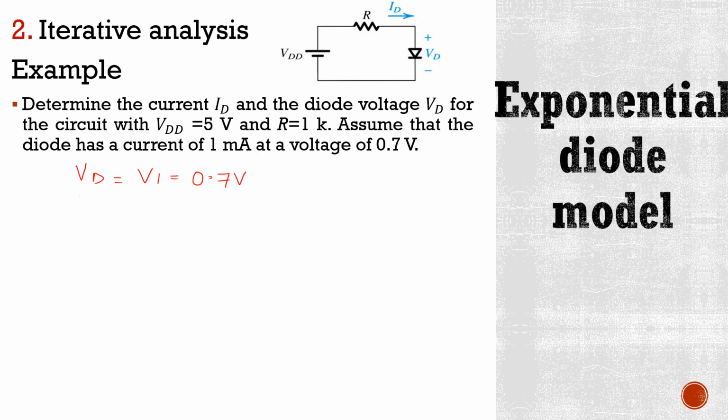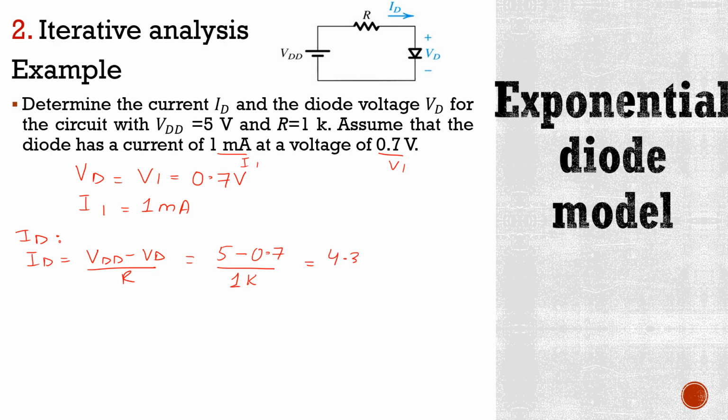Now, to begin the iteration, we assume that Vd is equal to V1 is equal to 0.7 volts and I1 is 1 milliampere. It means the values that you are given are V1 and I1. Now we will find ID, which is the diode current. How are you going to find ID? You will use the KVL equation, which is ID is equal to VDD minus VD divided by R. Here VDD is 5 minus 0.7 divided by 1 kilo ohm. So you will get 4.3 milliamperes.